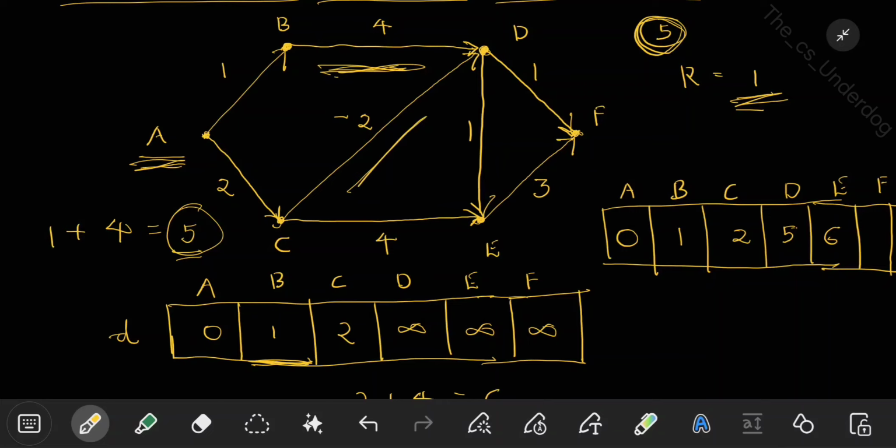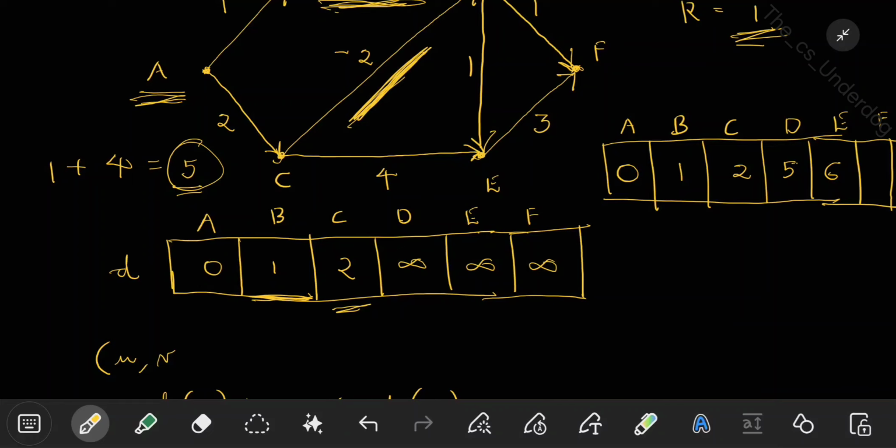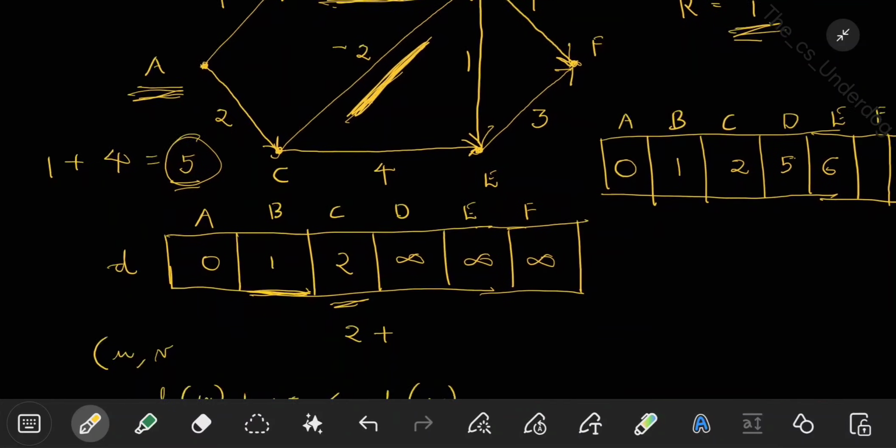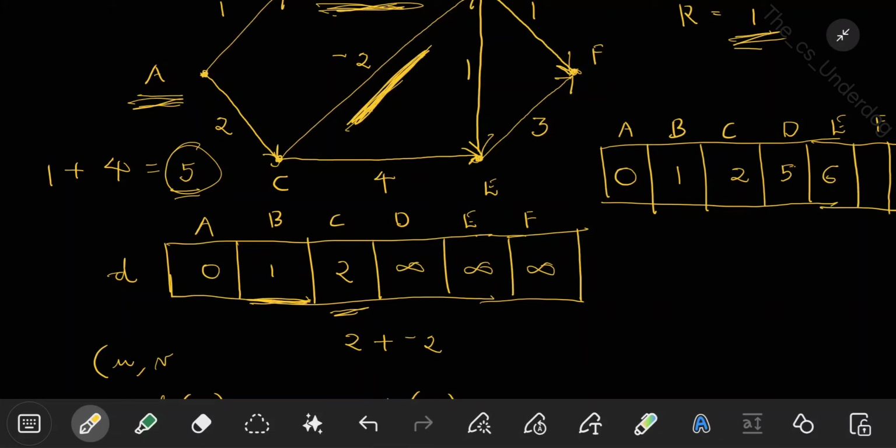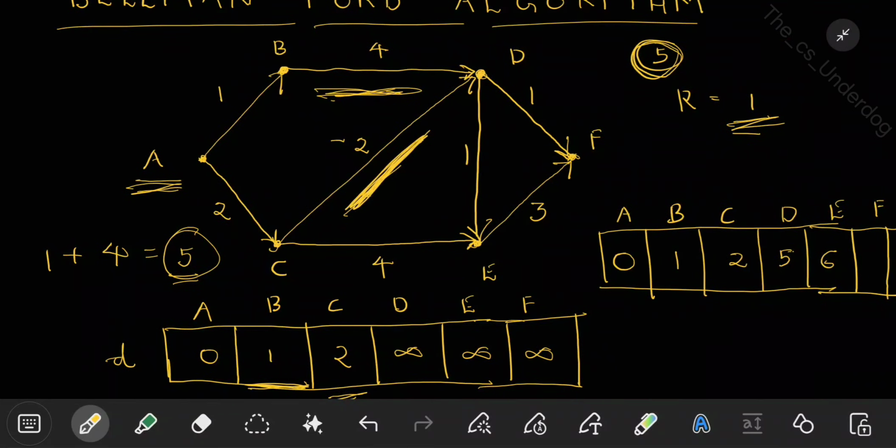Next is CD. If I relax CD, what happens? Distance to C is 2. To this distance to C, I will add minus 2, which is the weight of this edge. 2 plus minus 2 will give me 0, which means my new distance to D can be 0. Presently it is 5, but I have an option to update it to 0. What will I do? I will do the update and make this 0.